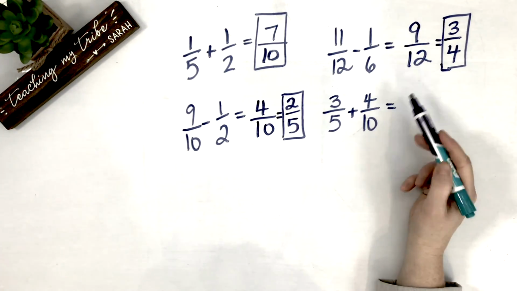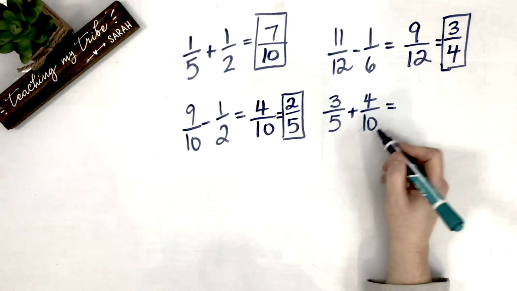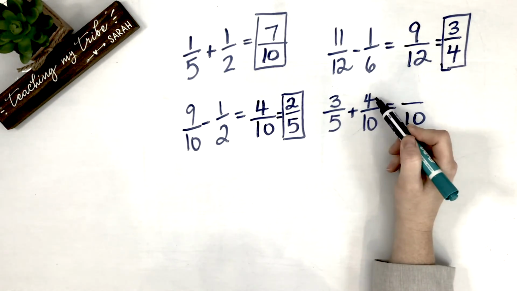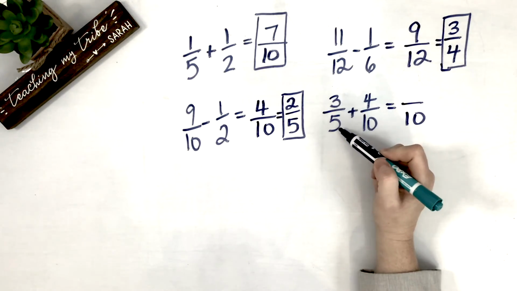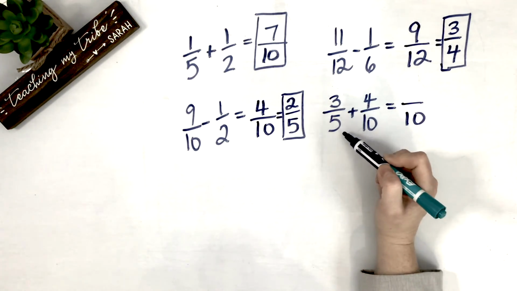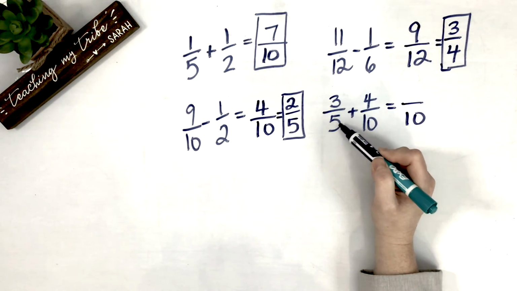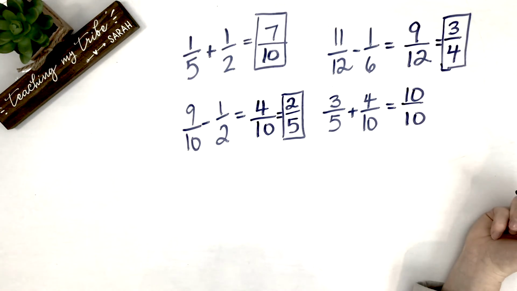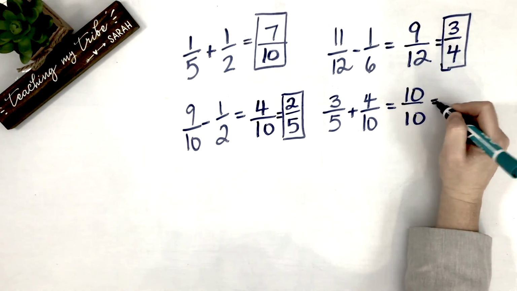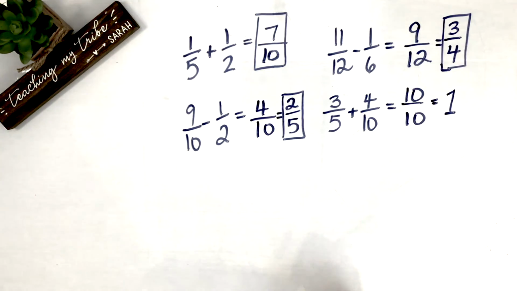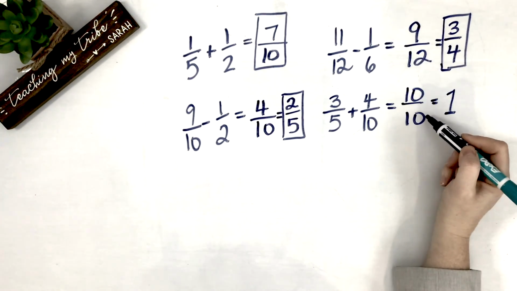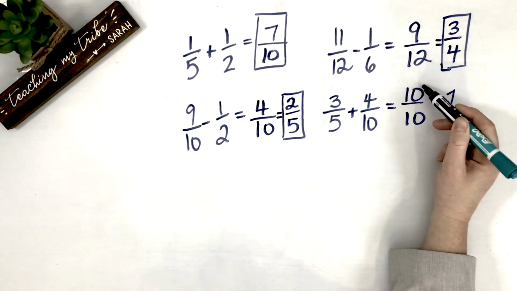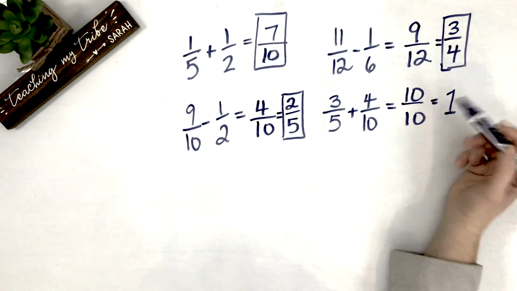3/5 plus 4/10. The least common multiple between 5 and 10 is 10, so I'll think in terms of tenths. So this won't have to change. 3/5 is equivalent to 6/10. So here I have 6/10 plus 4/10 equals 10/10. And whenever I have a fraction with the same number on top and bottom, that simplifies to 1. The greatest common factor between 10 and 10 is 10, so if I were to divide both numerator and denominator by 10, I would get 1/1, which simplifies to 1.